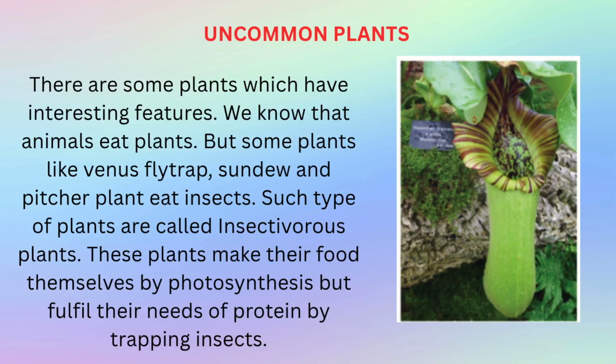Uncommon plants. There are some plants which have interesting features. We know that animals eat plants. But some plants like Venus flytrap, sundew and pitcher plant eat insects. Such type of plants are called insectivorous plants. These plants make their food themselves by photosynthesis but fulfill their needs of protein by trapping insects.